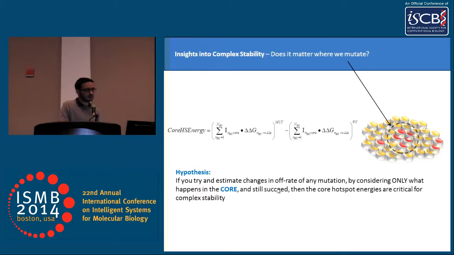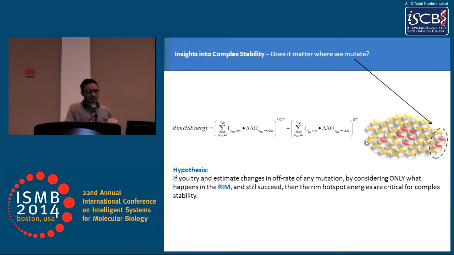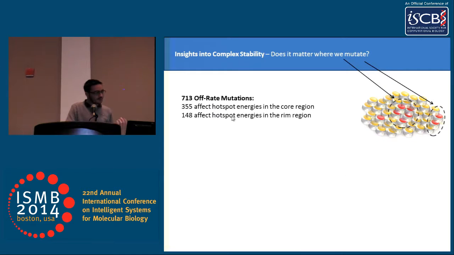then the core hotspot energies seem to be important for complex stability. Similarly, rim hotspots are the outer region of the complex. If you try and estimate changes in off rate by considering only what happens in the rim, forgetting all other places, and you can still correlate that with a change in off rate, then they are important for complex stability. So to check this, from the 713 off rate mutation dataset, we see which mutations affect core regions and which mutations affect rim regions, and we check the correlations with the off rate in these two instances.